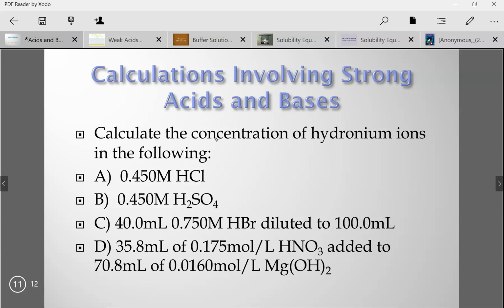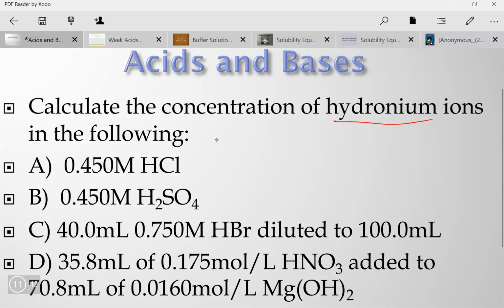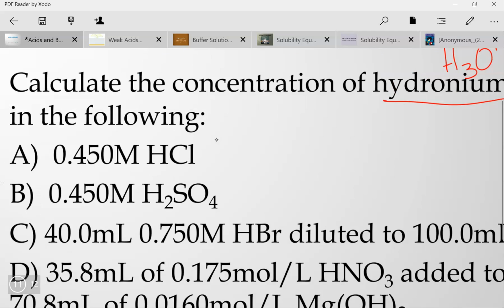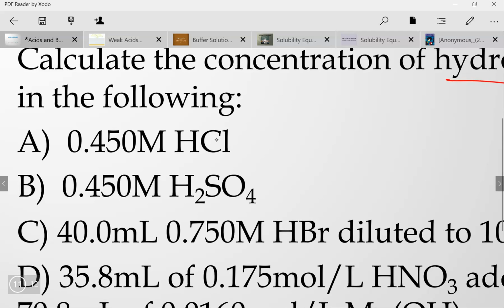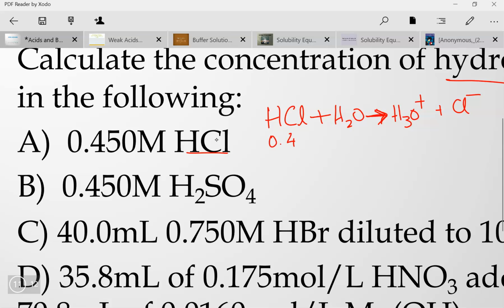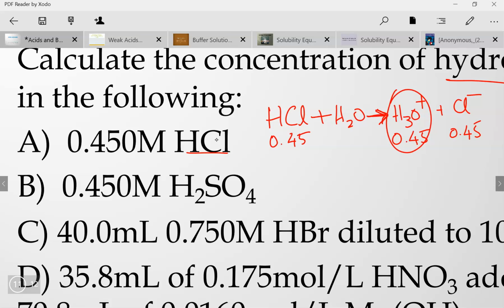And now we will calculate the hydronium ions, meaning H3O plus ions, in the following. So these are pretty straightforward. We know HCl is a strong acid, so we'll write HCl plus water is going to give us H3O plus Cl minus. And this is a complete dissociation because it's a strong acid. So if I start with 0.45 molar HCl, I get 0.45 molar H3O plus. And that's the answer. So that was fairly easy.